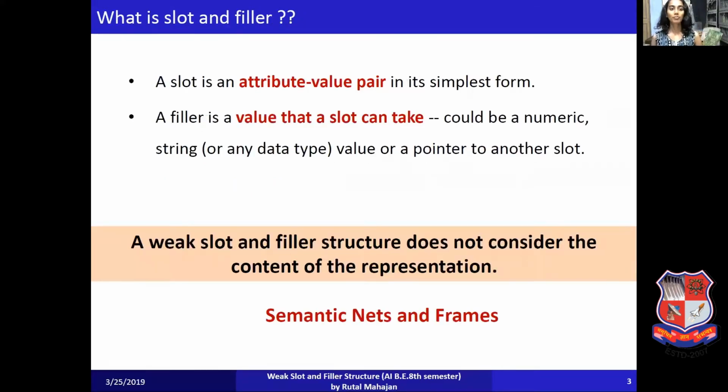What is slot and filler? A slot is an attribute value pair in its simplest form. A filler is a value that a slot can take. It means that there is an empty space that we have to fill. The particular thing with which we fill it is the value, the filler, and the empty place is the slot. A filler can be numeric, a string, or any kind of value, or point to that particular slot. A weak slot and filler structure does not consider the content of representation. Examples are semantic nets and frames.